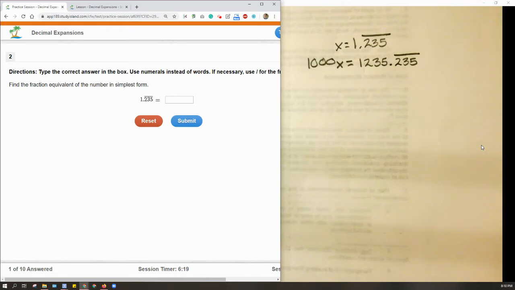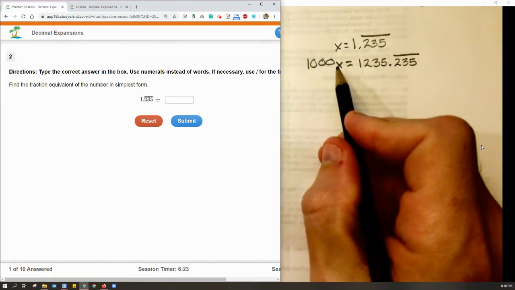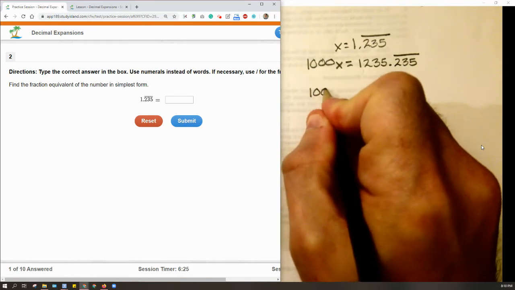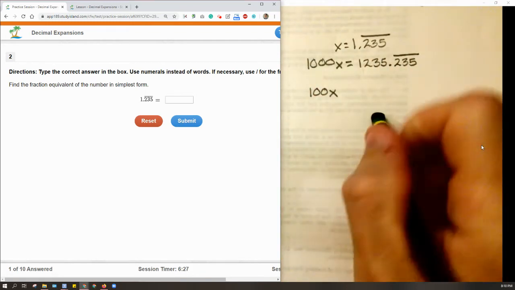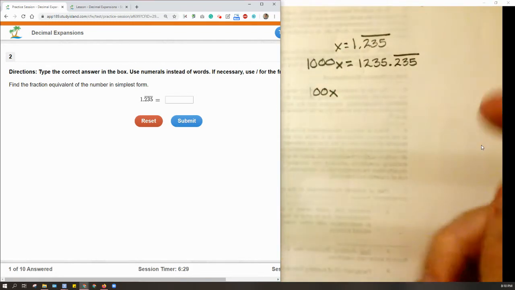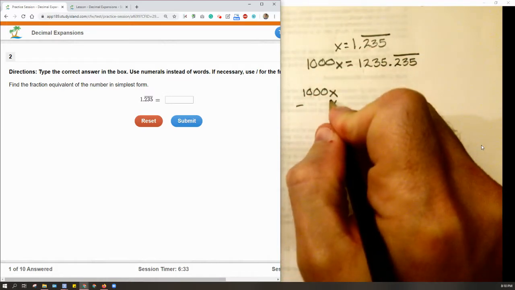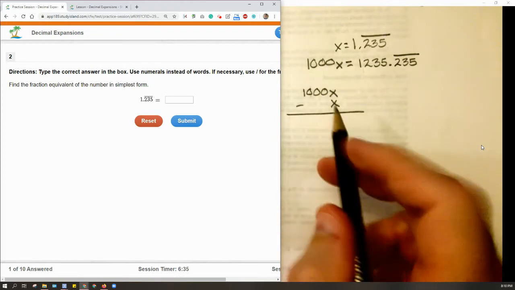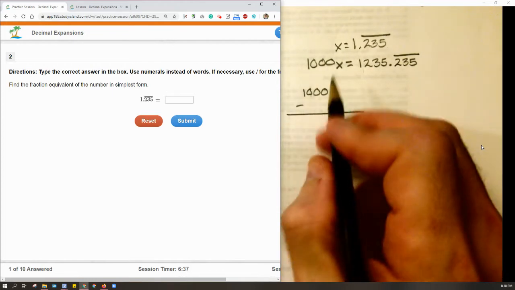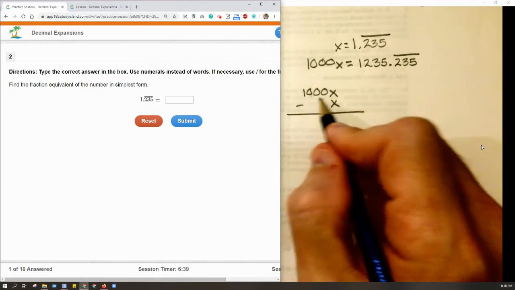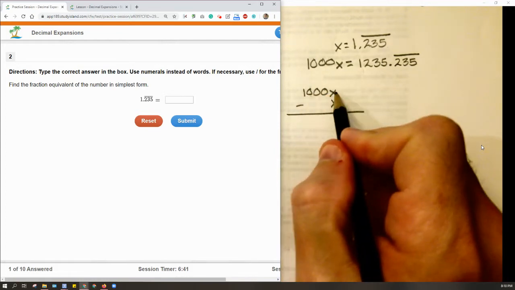What was the point of that? Why does that matter? Here's why. I'm going to take 1,000x, and I'm going to subtract my 1x. Well, what's that equal to? 1,000 x's minus 1x. This is not 1,000. 1,000x minus x is not 1,000. Remember, it's 1,000 x's minus 1x.